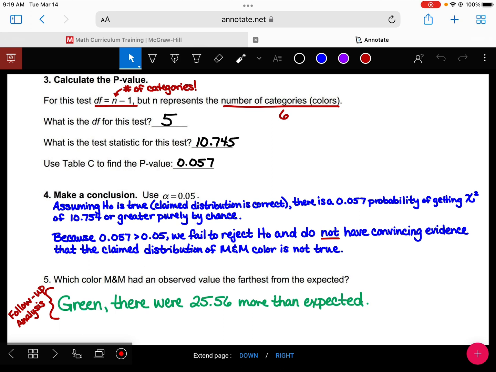Page 6 was a lot of the same information, but this is walking through that 4-step process that you guys would be expected to do for a chi-square test. What were our hypotheses?